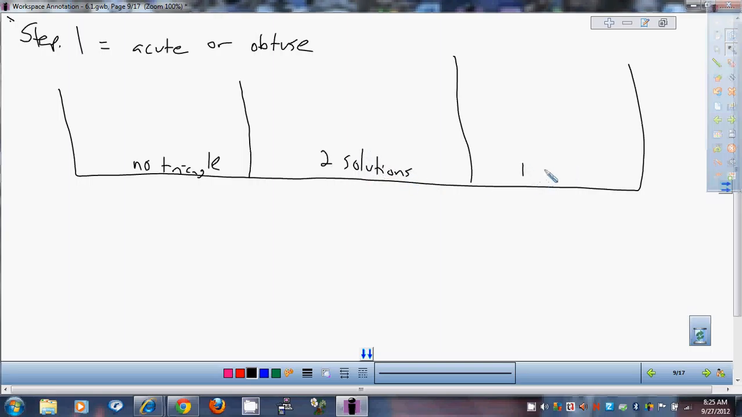And the other one is one solution. Now, just like before, we're going to start with the one solution. You're going to have some unknown side length. You're going to have a fixed angle measure, a fixed side length, and a second side. Now, here was our imaginary side from the DOM.